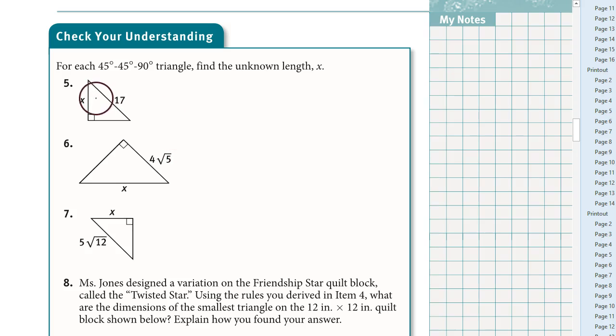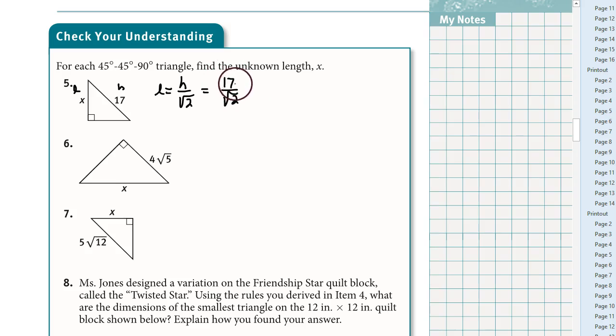Here we have a 45, 45, 90-degree triangle. We're given the hypotenuse, that's the H, and the letter X is on one of the legs, that's the letter L in those formulas we just wrote. We want to find L, so let's use our second formula. L equals H divided by the square root of 2. Substitute 17 for H and divide by the square root of 2.